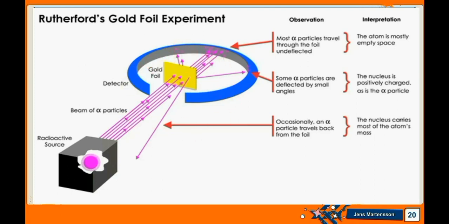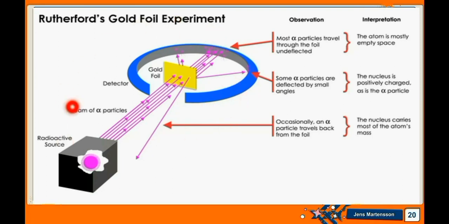Now the question arises, what is an alpha particle? Alpha particles are positively charged particles identified as helium nuclei, and they contain two protons and two neutrons. So this is for your basic knowledge of what an alpha particle actually is.